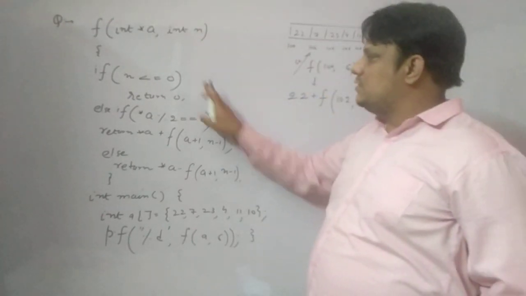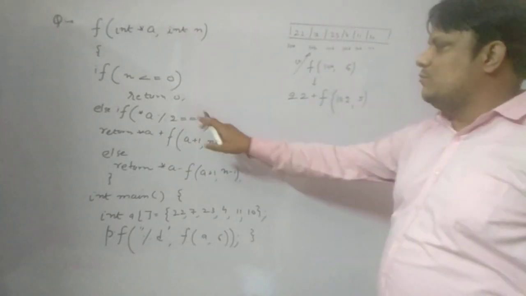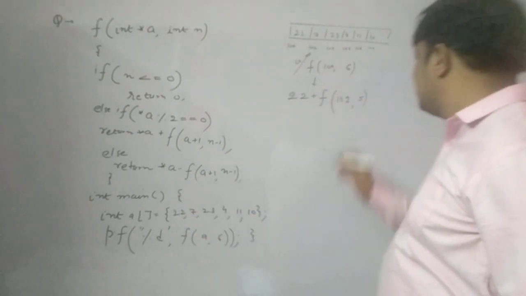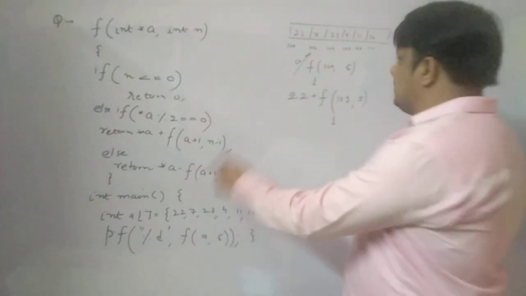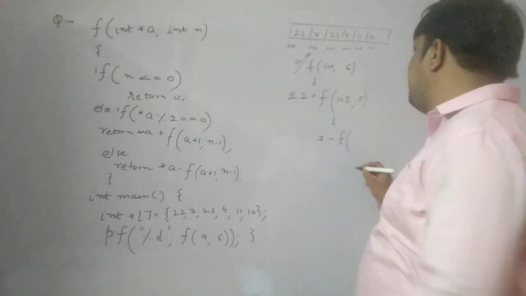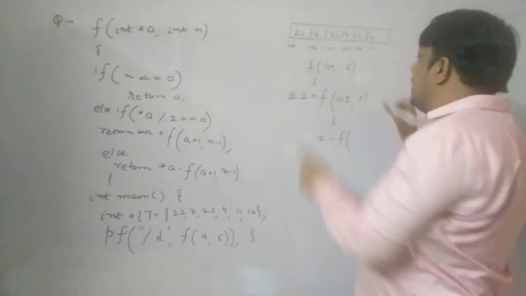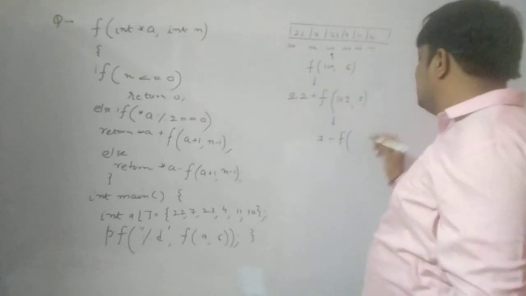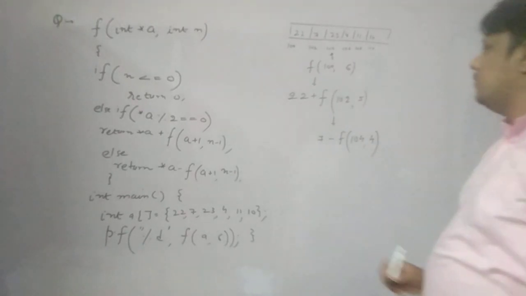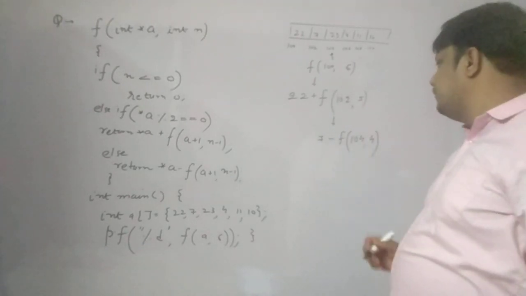So this condition is false. Again we will check this. If *a, which is 7, 7 % 2 is not equal to 0. So this condition is also false. We will go to this return statement. Return *a, which is 7, minus f(a+1), means now a plus 1 moves to 104, right? So this is 104 and value of n is 4 now. Fine so far.